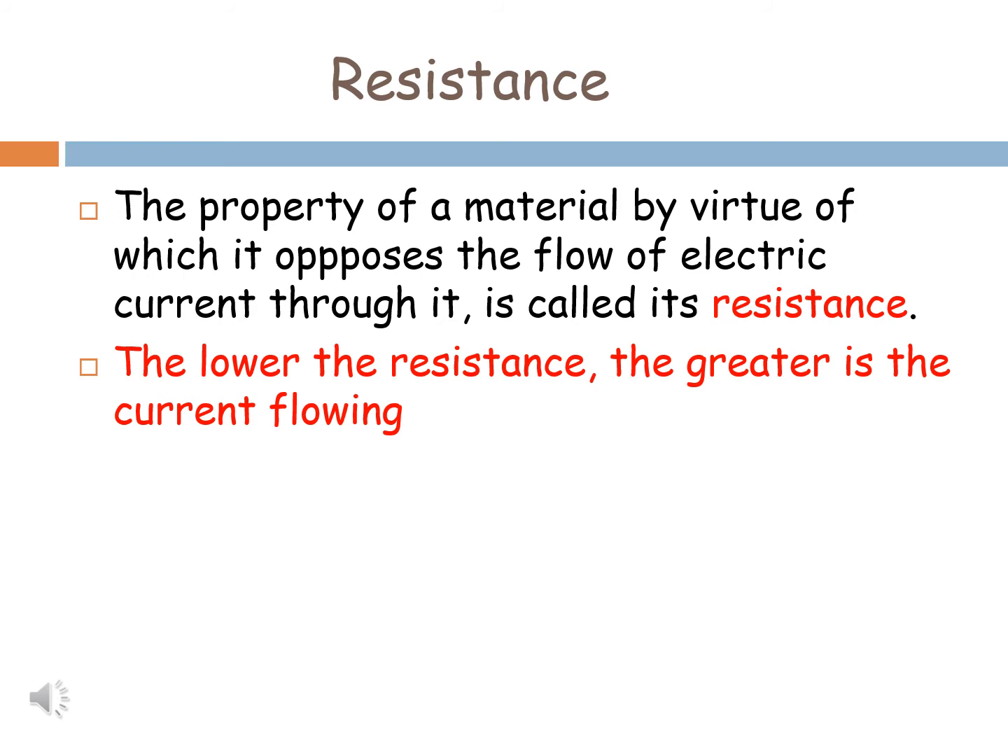As we know, whenever any object is moving on a floor, the force of friction opposes the movement of the object. In the same way, resistance also opposes the movement of electric current. So if the resistance is low, the current flowing will be higher. We can say: the lower the resistance, the greater is the current flowing.